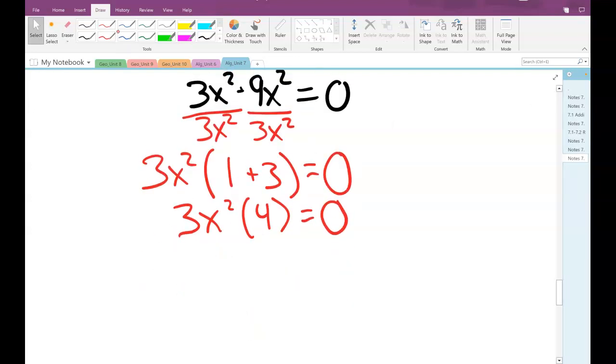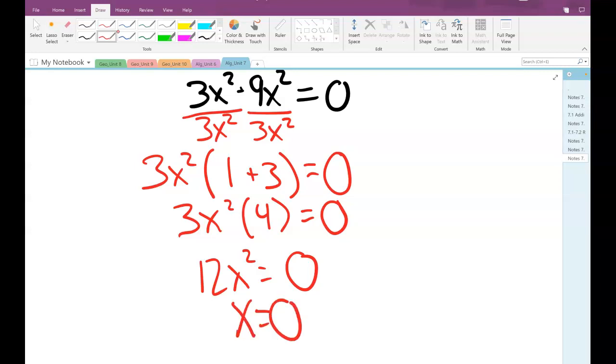Well, then we can multiply, because then this is 12x squared equal to 0. Then if I solve, I know that x has to be 0. I didn't even have to use zero product property. I just know if I have 12 times x squared and I get to 0, the only thing that x can be is 0.